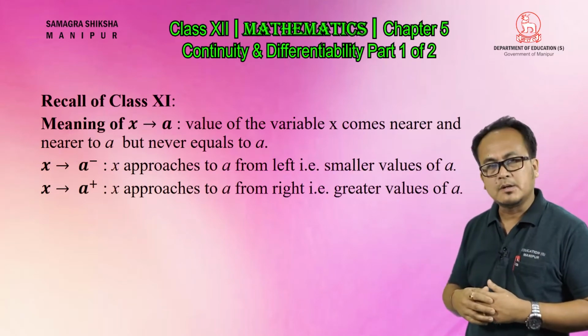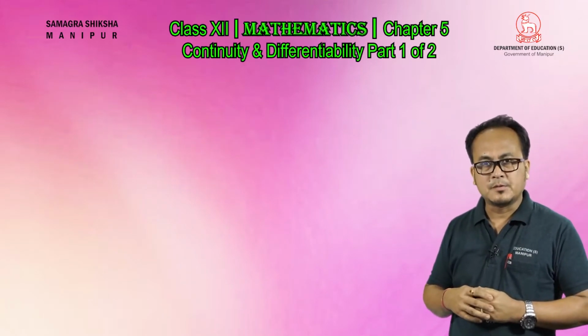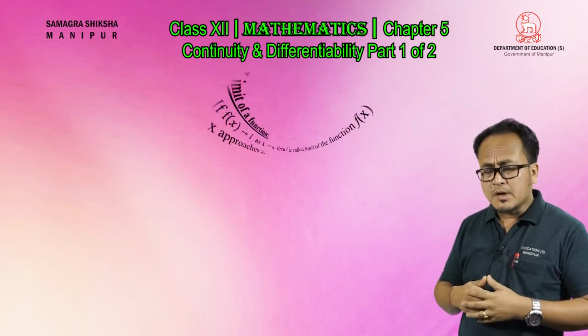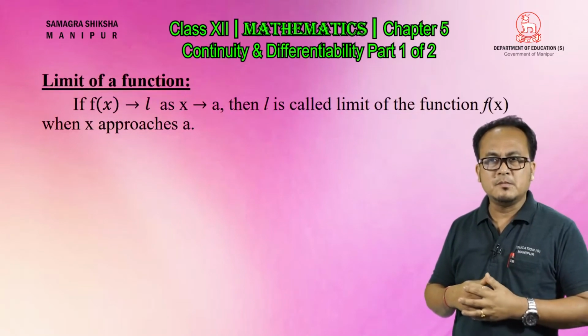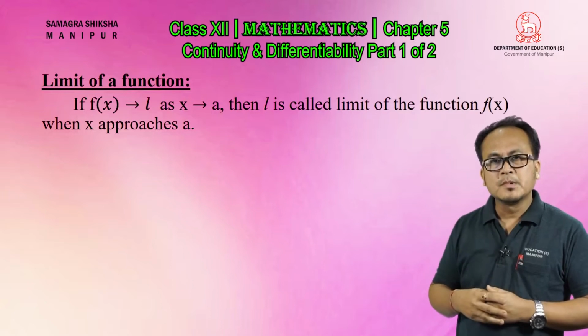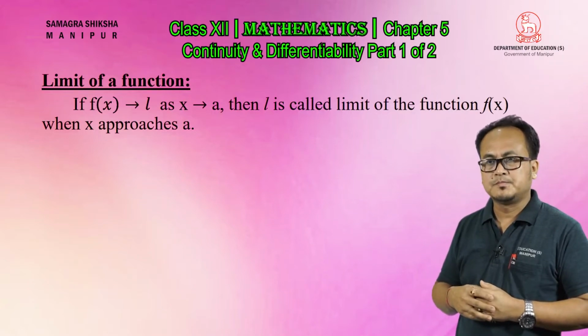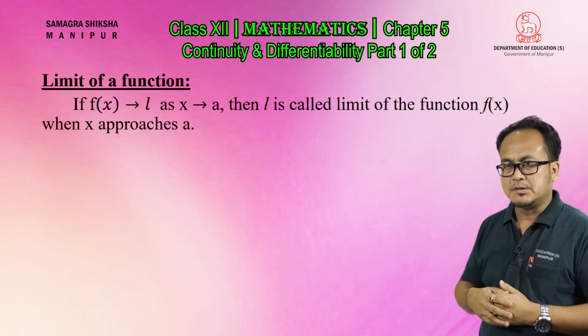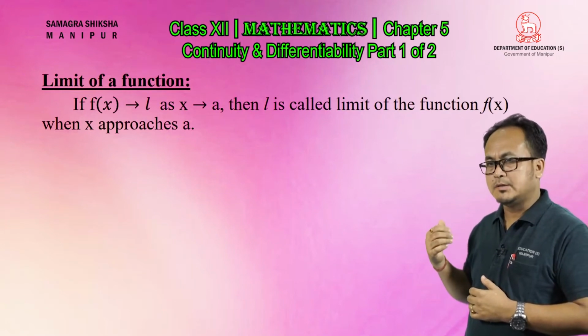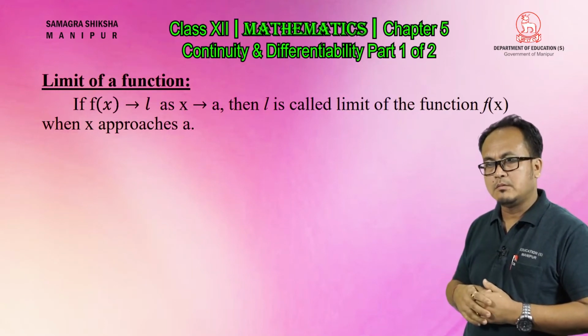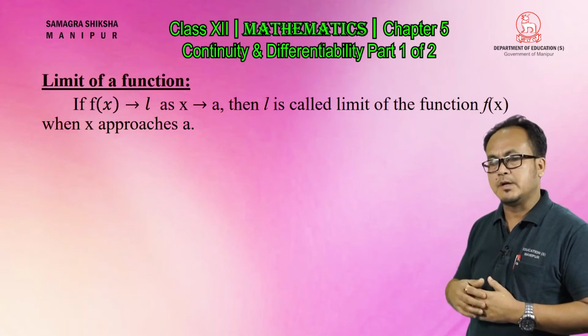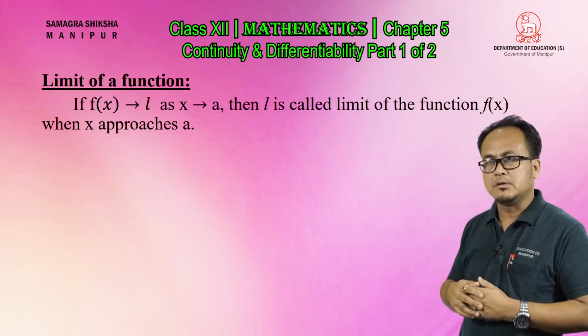So these are the two concepts of x tends to a, left hand approach and right hand approach. Now let us recall the definition of limit. If a function f tends to l as x tends to a, then l is called the limit of the function f(x) when x approaches or tends to a.